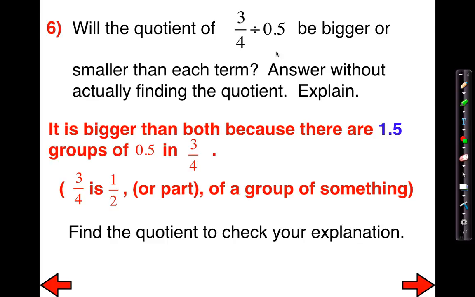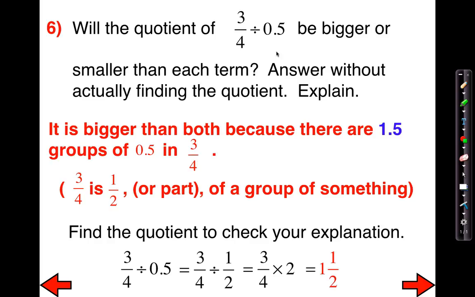And again, let me go ahead and prove it to you. Take 3/4 divided by 1/2. Multiply then by the reciprocal, so you have 3/4 times 2, which ends up being 1.5.